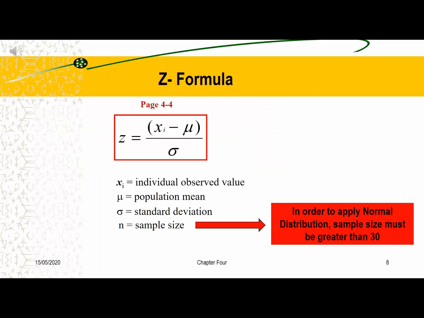This slide serves to highlight the importance of the Z formula in Chapter 4. You will need to apply this formula in all your calculations. Given a value of xi, which is a measurable unit, you can determine the number of standard deviations that xi is away from the mean. The required information you need are the population mean, mu, and the standard deviation, sigma. To be able to apply this formula, the sample size must be greater than 30.